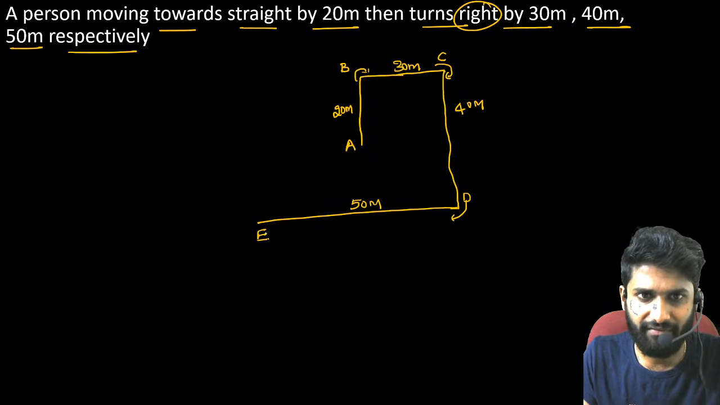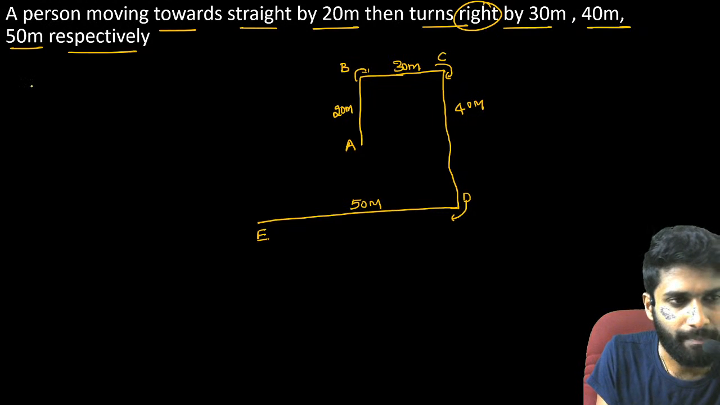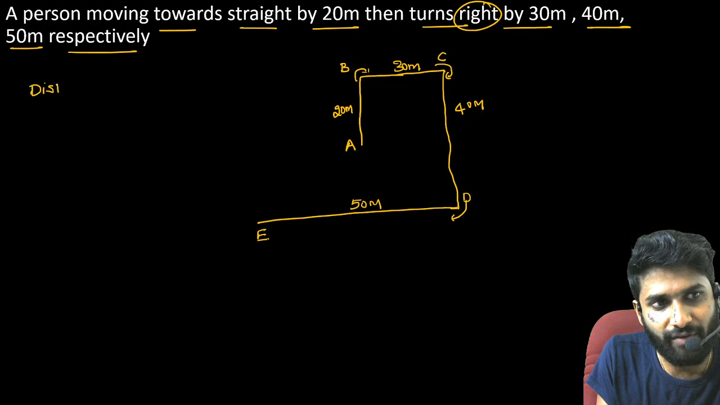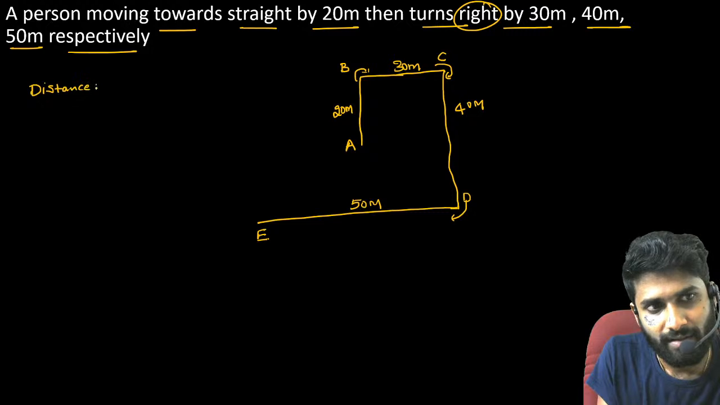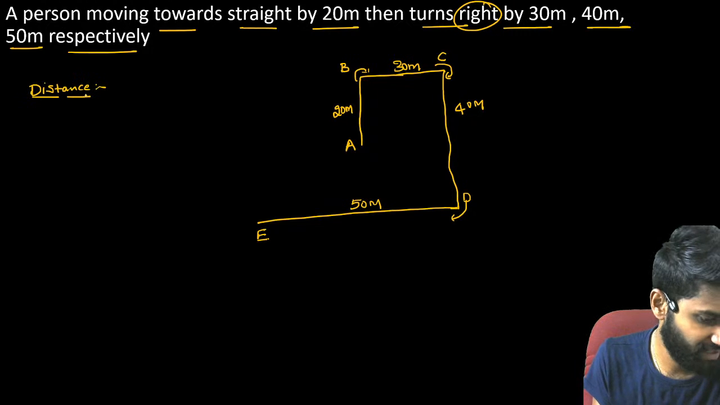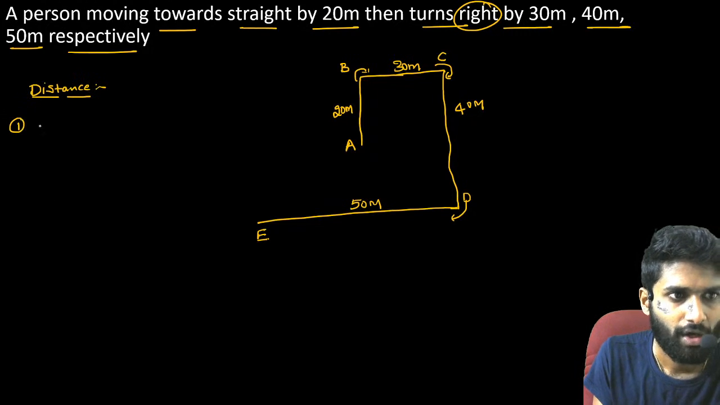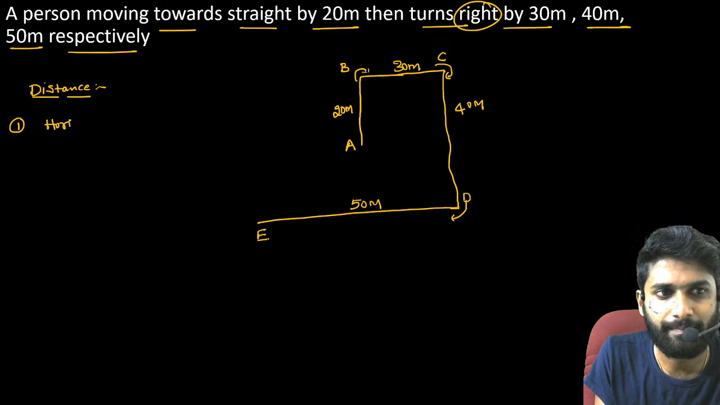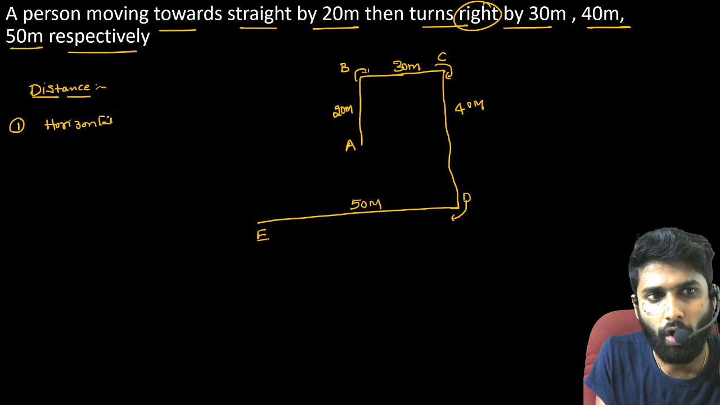Now, sir, then we can go with the individual question. So, what are the questions you can expect from the distances? Based on the distance, what are the questions we can expect? So, question number one: what is the horizontal distance traveled by the person? That is the question number one.